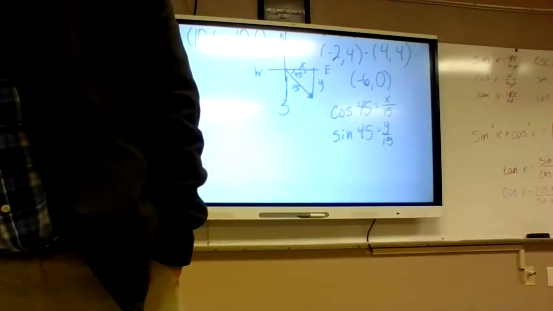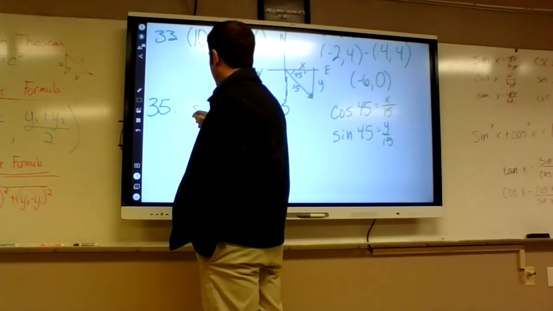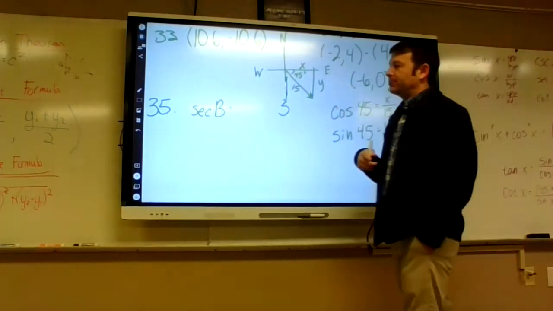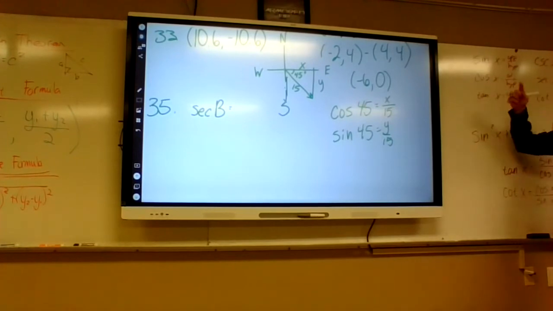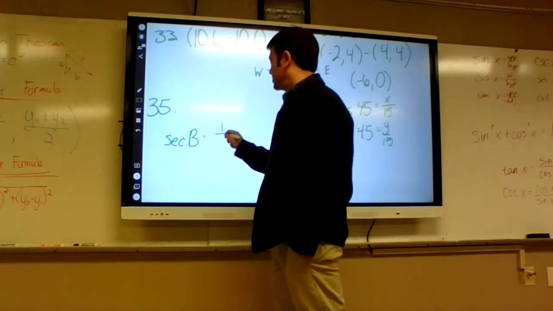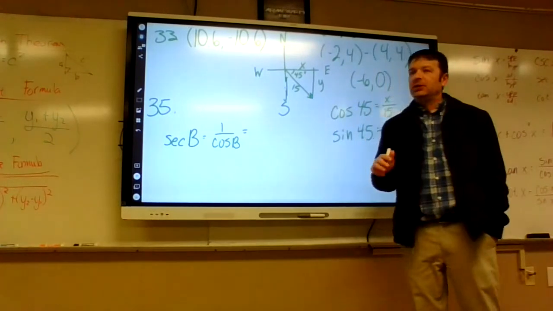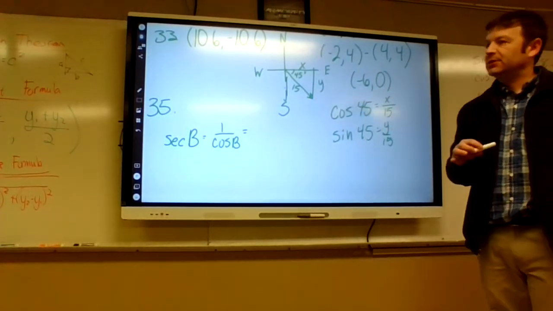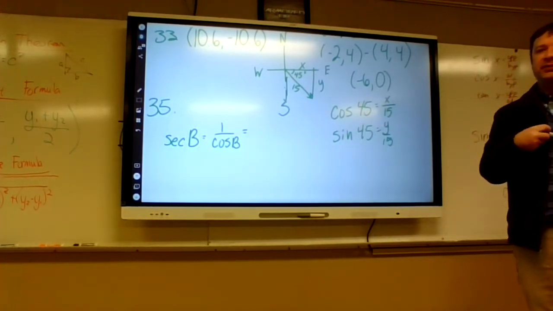Okay, it says secant of B. Hypotenuse over adjacent. The first thing they want us to do is write it as... Secant is the reciprocal of which function? Cosine. So the first thing they want us to do is write 1 over cosine. The second thing they asked us to do in the directions is to write it as a ratio of the sides of that triangle that they gave us.